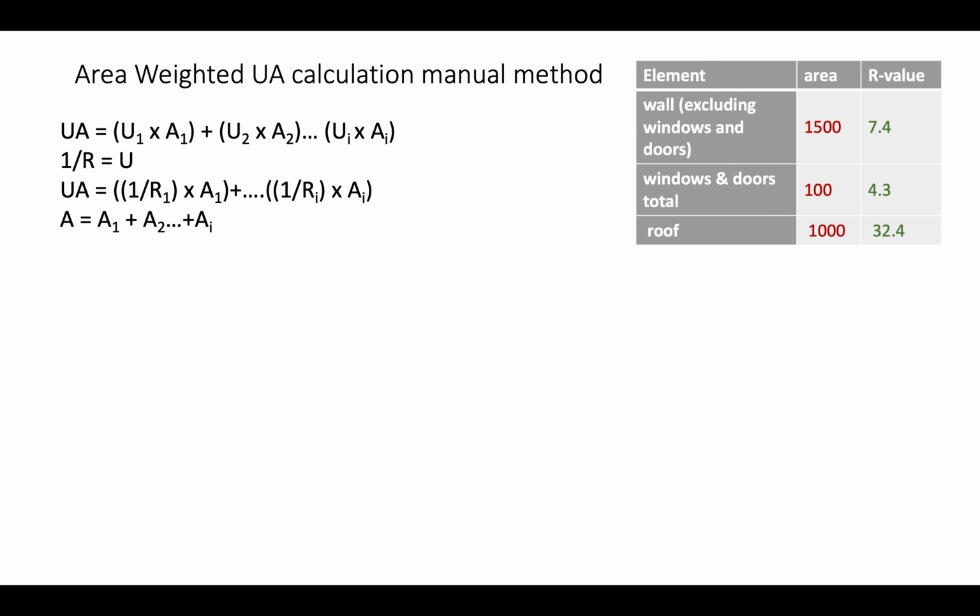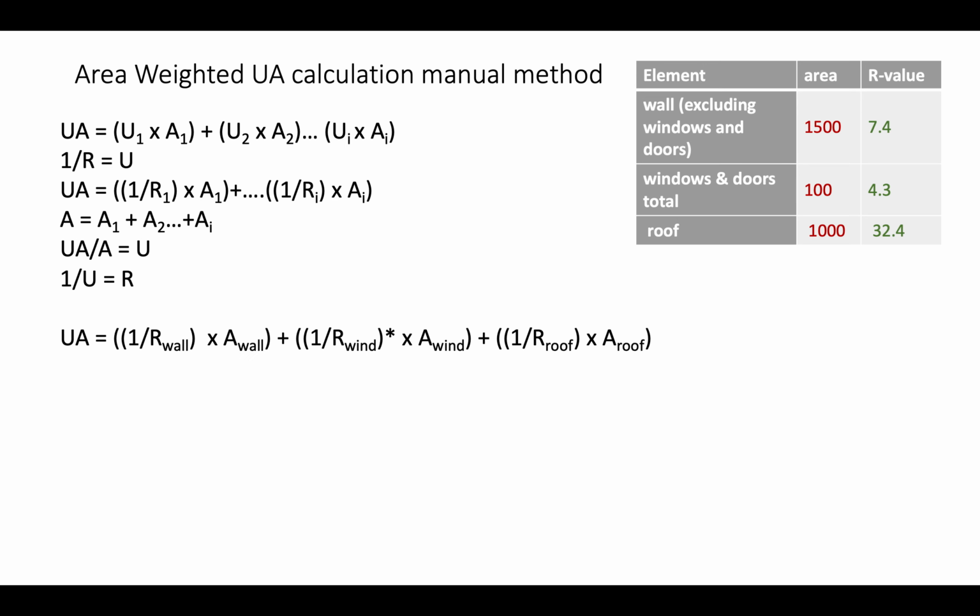And we also know that the total area is going to equal the sum of all the component areas. And so if we want to convert that total UA to a weighted U factor for the entire thing, that's what we're going to need to do. So that's going to be our ability to get the U factor. And then, of course, 1 over U is going to be the R. That is what we're looking for as the answer.